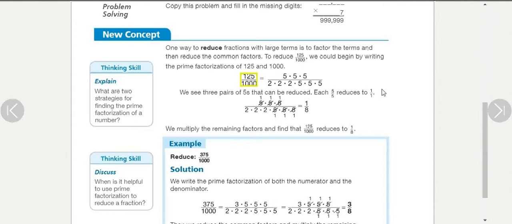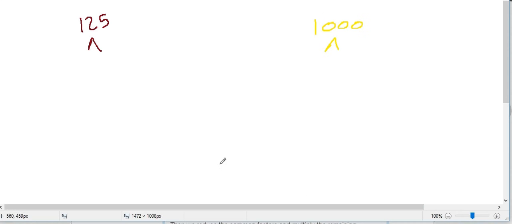Reducing can be a lot of work when the numbers are big. And that can be frustrating to figure out if you don't have a good divisibility test. In this case 5 and 0 do, but even then, you have to divide both by 5, and you might have to divide even further. What if I told you that there was a way to reduce fractions with large terms by combining this skill, which you've seen before, and the factor tree, prime factorization skill that we've learned? Put those two together now, and you can reduce something like 125 over 1,000 fairly easily.